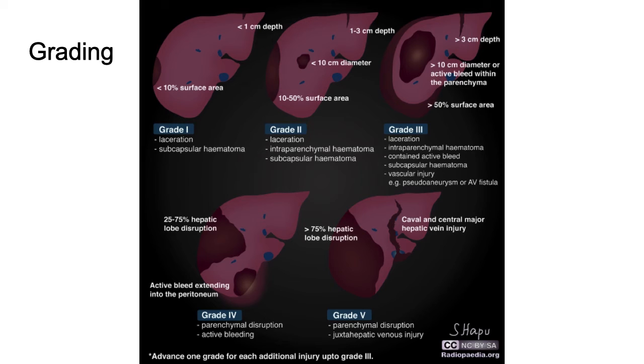If there's active bleeding extending into the peritoneum, that can go for either one of them. But grade 5 is when there's juxtahepatic venous injury. So caval, central major hepatic vein injury will give you a grade 5 liver injury.